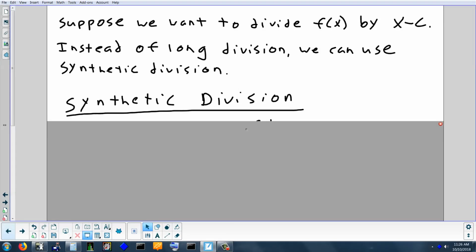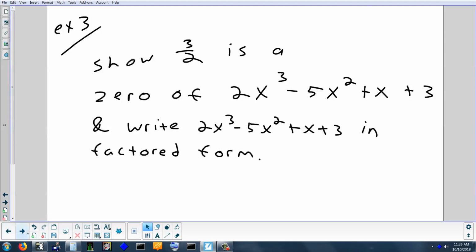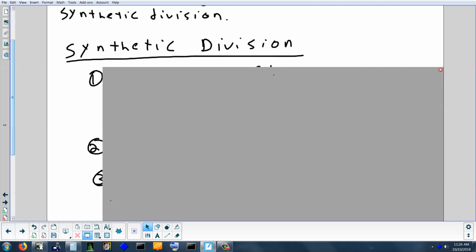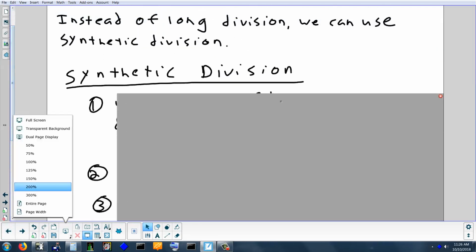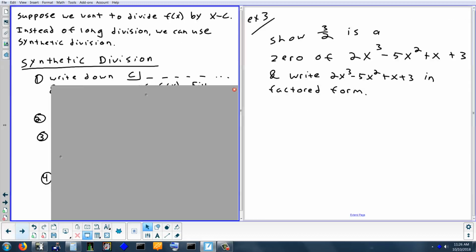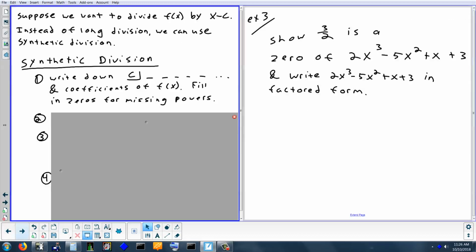Let me see, do I have the example? Yeah, I'll show you the steps like I did yesterday, and we'll do an example at the same time. All right, so to do synthetic division, you're going to start by writing down the number that's after the minus sign, on the outside of a little bracket. And then all you're going to do is write down the coefficients. You're not going to write down any letters in the whole process of synthetic division.